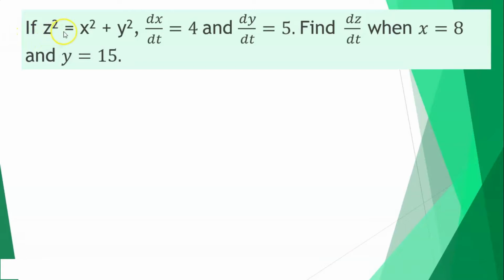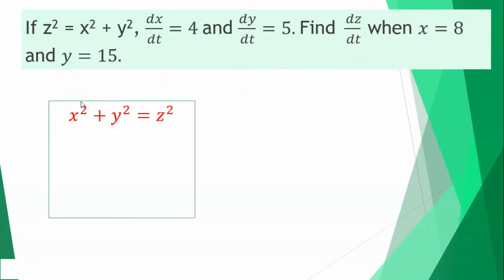Now, let's consider this one. If z squared is equal to x squared plus y squared, dx/dt is equal to 4, and dy/dt is equal to 5, find dz/dt when x is equal to 8 and y is equal to 15. Now in this case, considering the equation x squared plus y squared is equal to z squared.